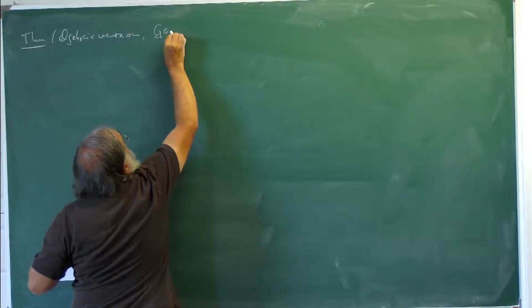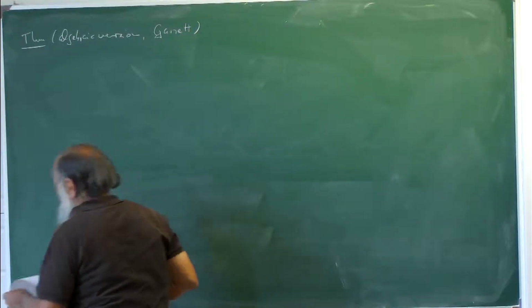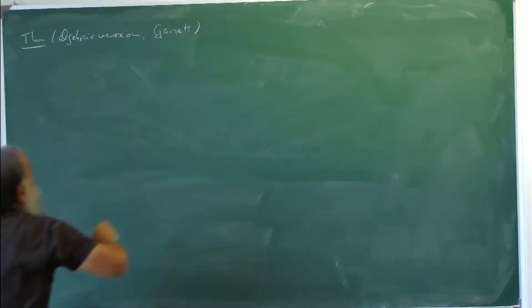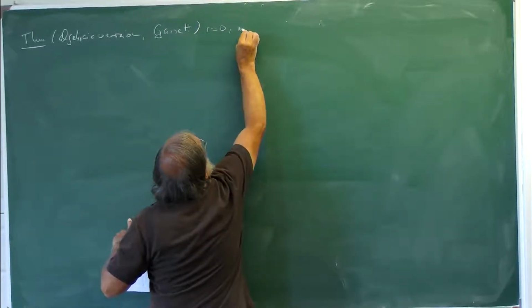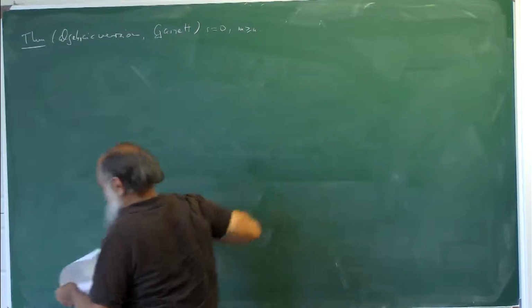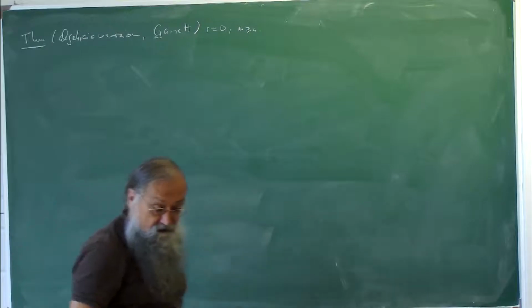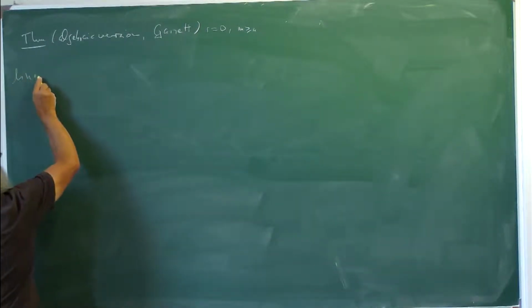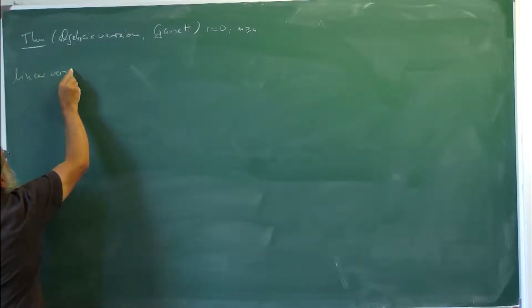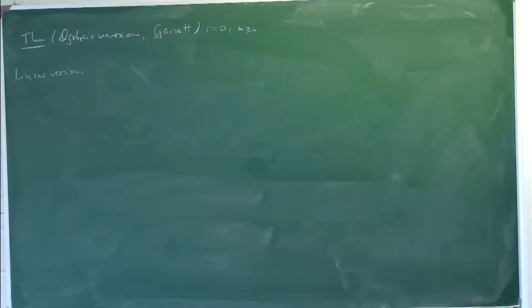This is due to Garrett. So we take s equal to 0, and m can now be arbitrarily bigger than n. Now I write two versions. First of all, a linear version. Linear version means I do not insist that my modular forms are eigenforms.